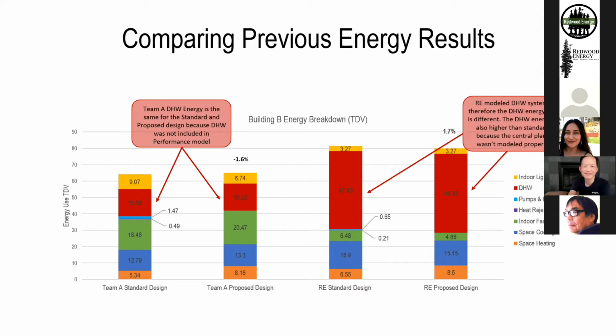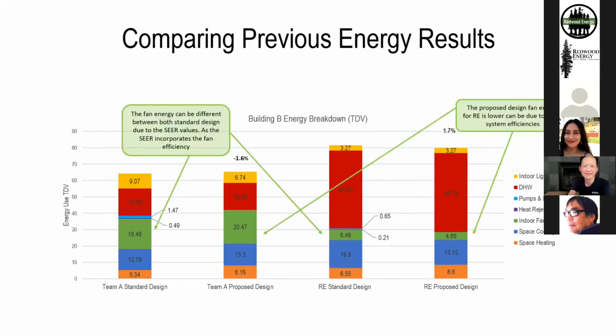Whereas Redwood Energy did include their domestic hot water system, and you can see that it's complying slightly worse than the standard design. It's just to note that we do have a larger allowance in our standard design, which I think is also because of the gas not available setting. Yes, it changes your baseline system.